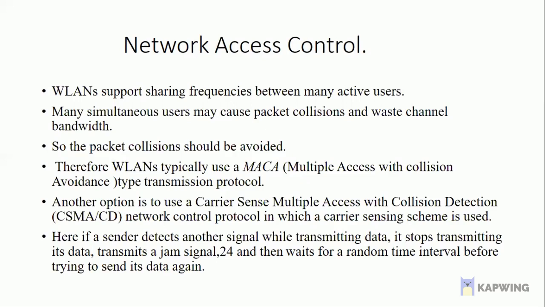Another option is carrier sense multiple access with collision detection, that is the CSMA/CD network control protocol, in which a carrier sensing scheme is used. Here, if the sender detects another signal while transmitting data, it stops transmitting its data. The transmitter sends a jam signal and then waits for a random time interval before trying to send its data again.